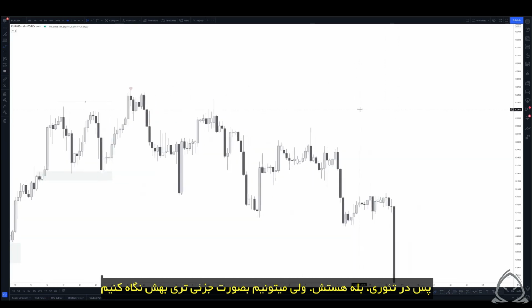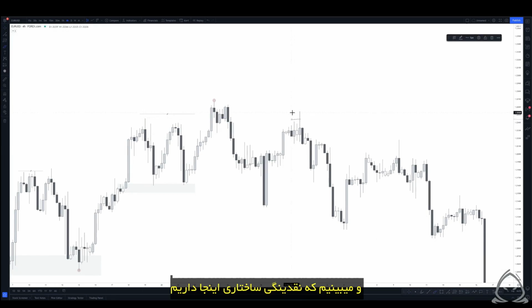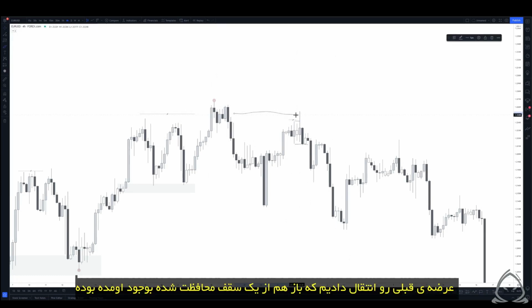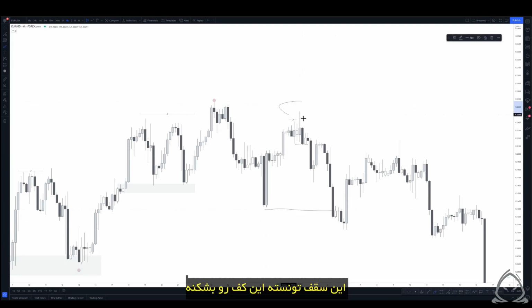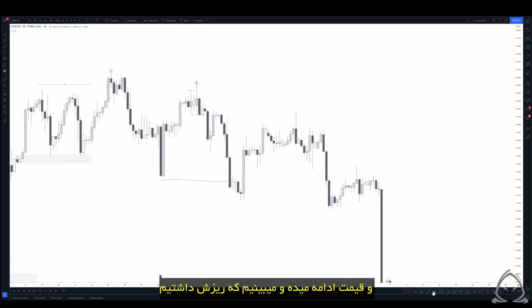But we can also look at it again a little bit more granularly, and we can see that we have structural liquidity right here. Again, I'll use a line instead of my squiggly drawings. We have structural liquidity, which provides us a change of character. We also mitigate a previous supply zone, which is also created from a protected high. This high was successful in taking out this low. Therefore, what do we have? We have another protected high. And then what we can see is price then continues on.